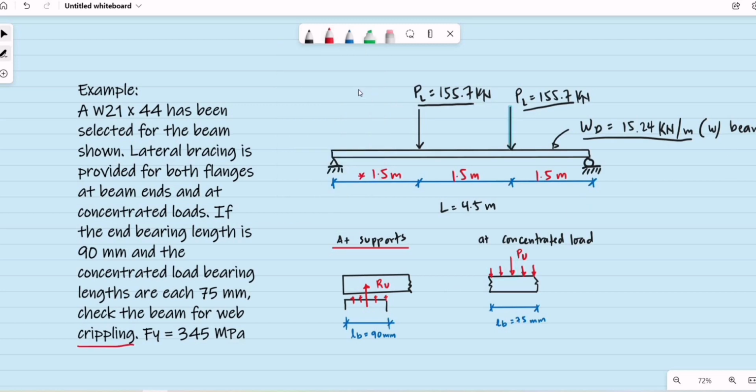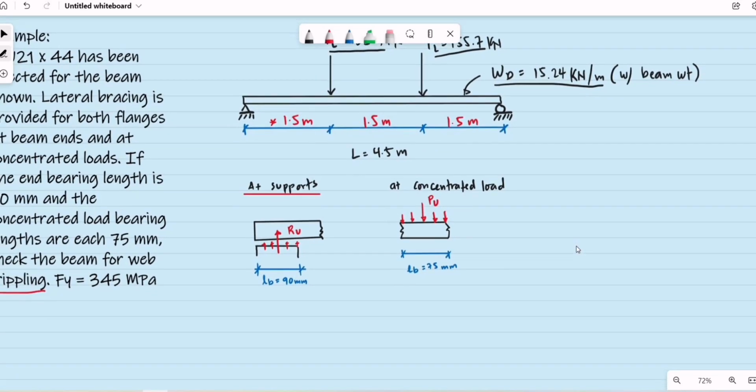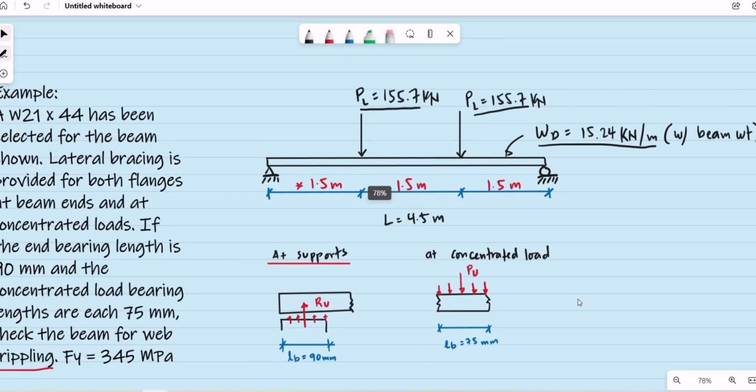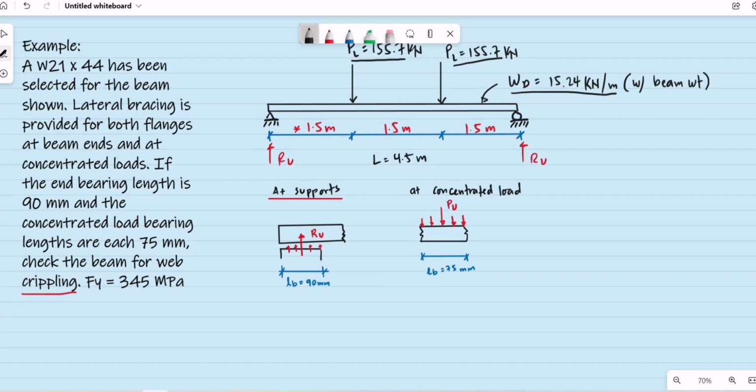Okay, so we have here the same beam from our previous discussion, that is for the local web yielding. So again, first thing to do, we need to compute the value of the reaction, the ultimate value. So let's say this is the R sub U. That is for the support reactions. So again, what is the value of our ultimate uniform load? That is the ultimate uniform load equal to 1.2 of the uniform dead load plus 1.6 of the uniform live load. But for this example, we don't have a uniform live load. So let it be 0.